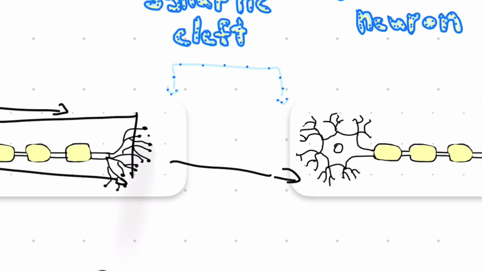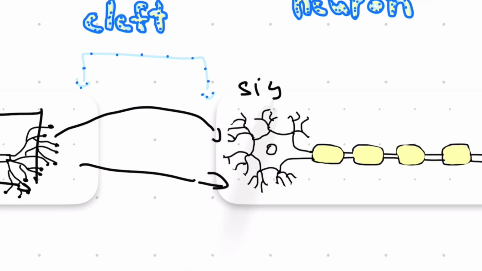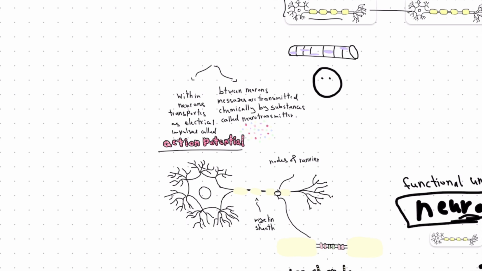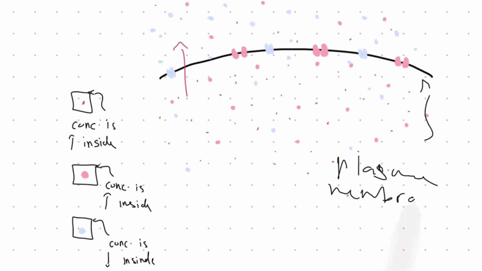For neurotransmitters to move to the next neuron, this neuron receives a signal. Between neurons, messages are transmitted chemically by a substance called a neurotransmitter. Before talking about these ways, let's look at this cell, the plasma membrane.